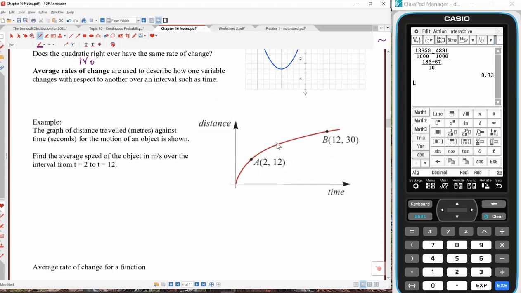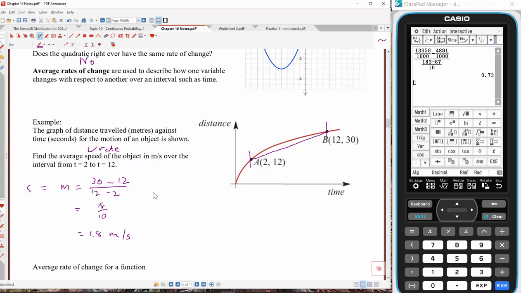So what I would do then is calculate the gradient of a straight line connecting these 2 points here. Remember, if I'm working out the average speed, which is a rate, a measure of distance covered relative to time, then all I'll do is put that into the gradient formula. So speed equals m equals, and then we'll do 30 take away 12, so y2 take y1, over 12 take 2, x2 take x1. And we're going to get 18 over 10, which is 1.8 meters per second on average between these 2 points.